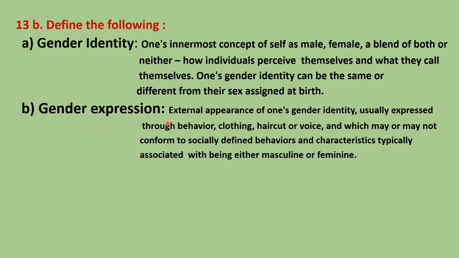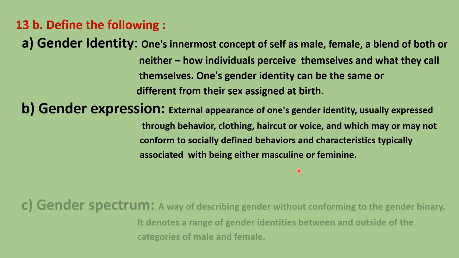Gender expression. External appearance of one's gender identity, usually expressed through behavior, clothing, haircut, or voice. So sometimes, they are born as males, but they feel like wearing female clothes. Female clothes means as prescribed by the society. The saris, skirts, and all. Haircut also, they want to grow long hair. Voice also changes, and which may or may not conform to socially defined behaviors. These are the socially defined behaviors. We all follow these. And characteristics typically associated with being either masculine or feminine.